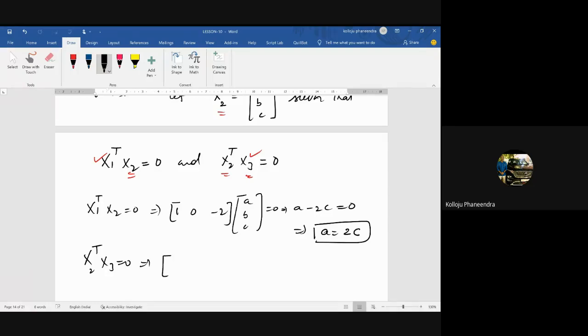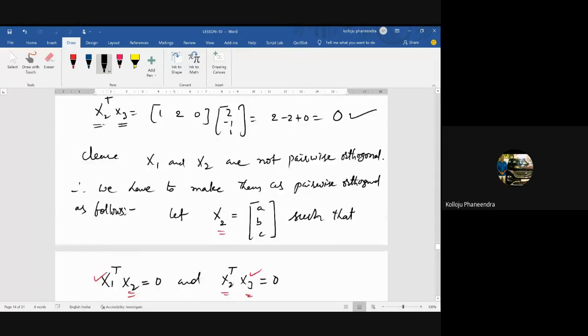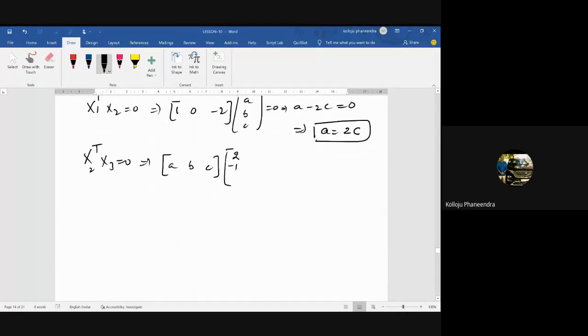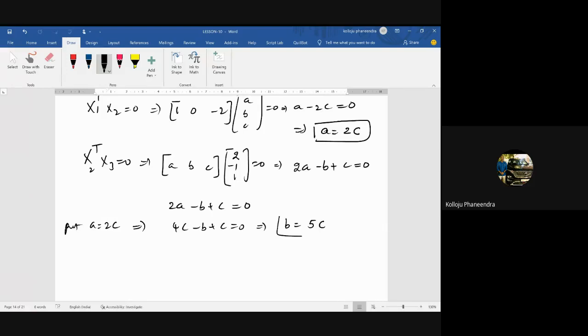What is x2 transpose? x2 transpose means (a, b, c). And what is x3? x3 is (2, -1, 1), equal to 0. This implies 2a minus b plus c equal to 0. Put a equal to 2c. Then it is 4c minus b plus c equal to 0. Then b equals 5c.